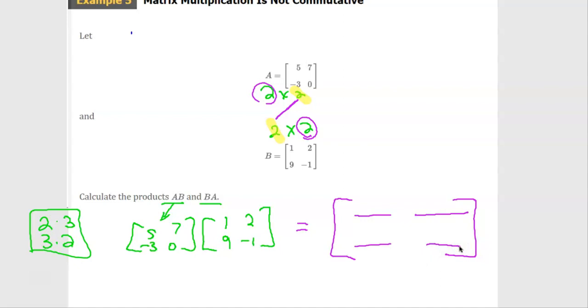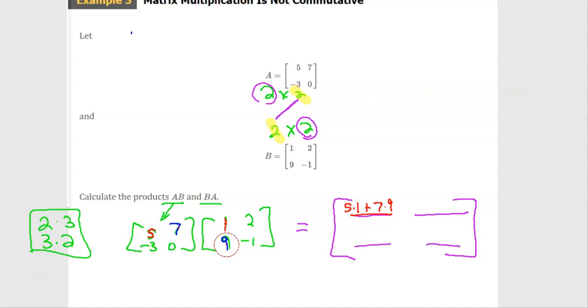Now, to get each of those spaces, I'm going to take this 5 and multiply it by the 1, and then take 7 times the 9, so row by column, and then add those together. So to go in this first spot, I'm going to take 5 times 1 plus 7 times 9. You might want to pause the video and make sure you understand: I'm taking the red times the red, the blue times the blue, and adding those together, and that result goes in that first space.